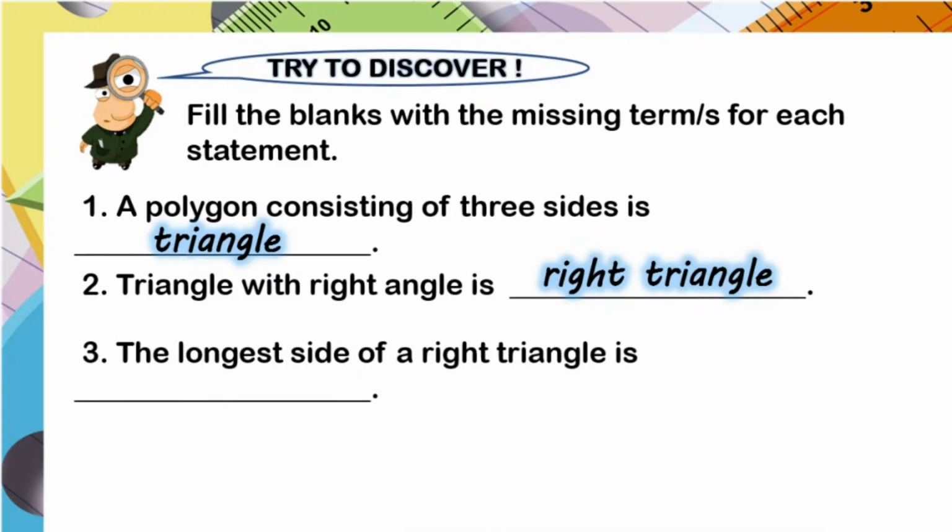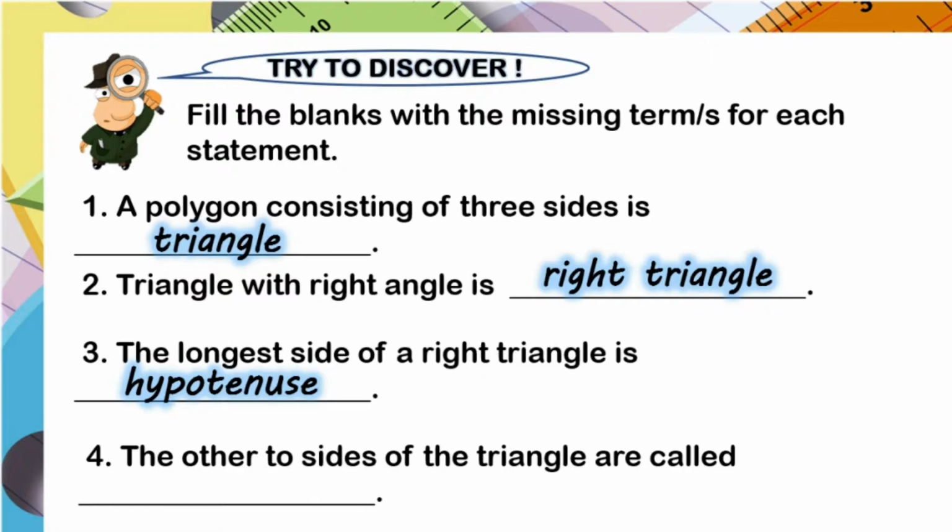For number 3, the longest side of a right triangle is called the hypotenuse. And for the last number, the other 2 sides of a right triangle are called. I'll give you a hint. They are parts of our body that start with letter L and consist of 4 letters. Can you now give the answer? If your answer is legs, congratulations! That's the correct answer.